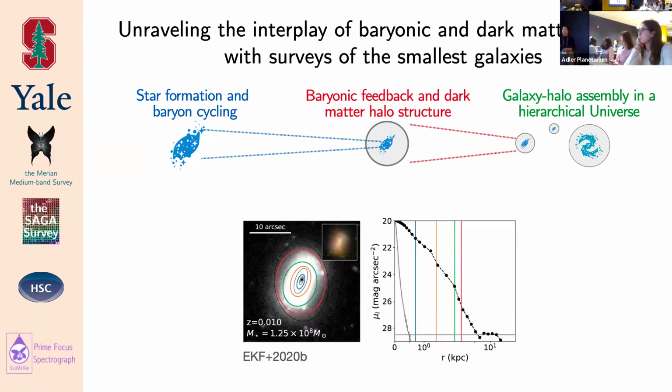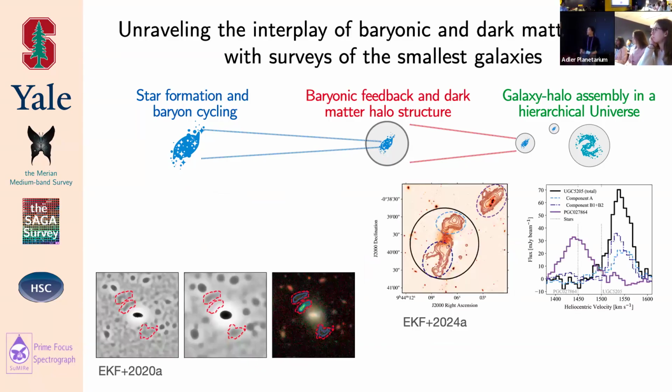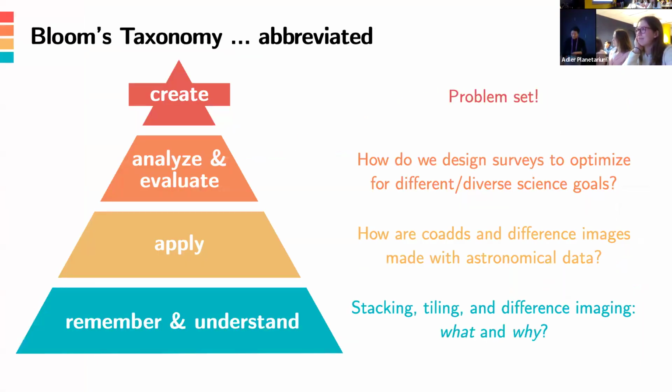It could be measuring surface brightness profiles to try to infer the three-dimensional intrinsic shapes of galaxies from their ensemble of two-dimensional shapes. It can also be looking at very low surface brightness tidal debris that's been cast off from interactions between galaxies. So that's just my little spiel to convince you that I am not a biologist. But today we're going to be talking about tiling, stacking, and difference imaging.